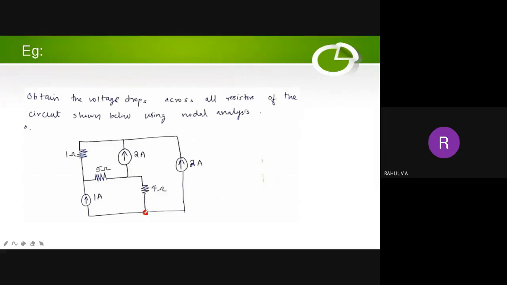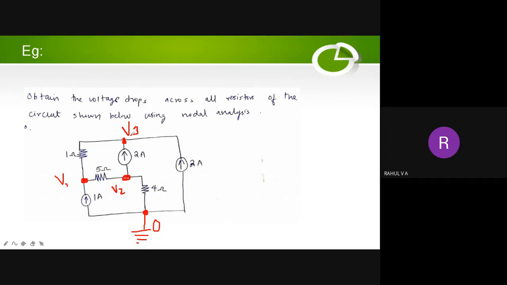One is this one, which can be considered as the reference node. And here we have a node, here we have another node, and here we have another node. I am marking the voltage at node 1 as V1, at node 2 as V2, and at node 3 as V3. So in this, there are 4 nodes actually.